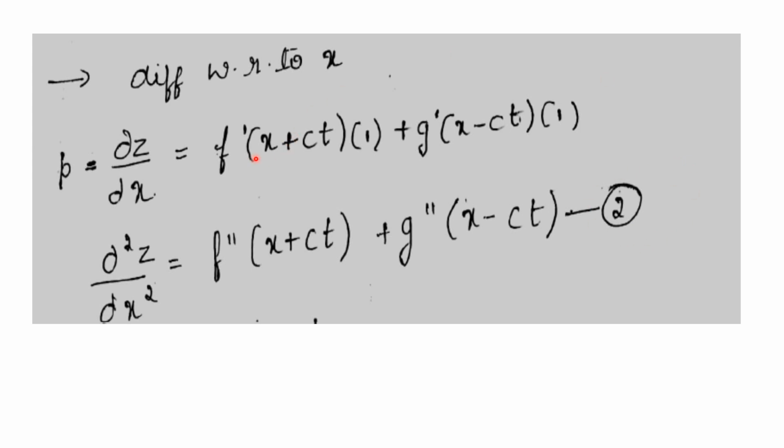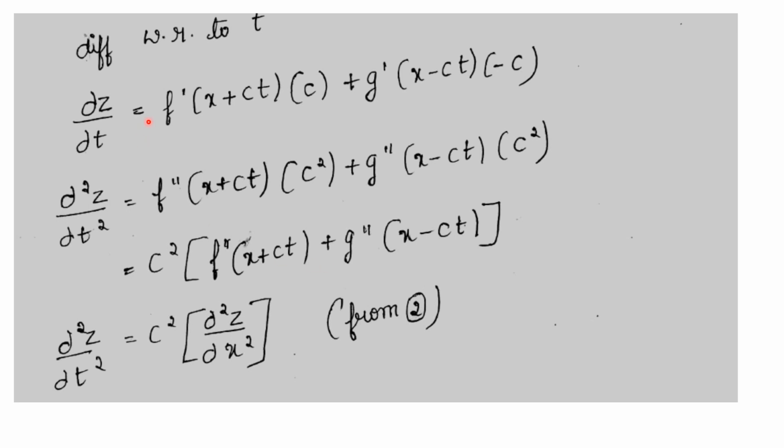According to the given function, f is a function of x and t and g is a function of x and t. So first I've differentiated with respect to x twice, right? Next my variable is t, so I have to differentiate my given function partially with respect to t. So what is the differentiation of z with respect to t? That is dou z by dou t equal to the differentiation of f of x plus ct, that is f dash of x plus ct into differentiation of x plus ct, which is 0 plus c into 1. So that is c.